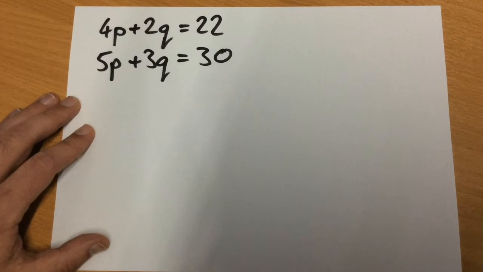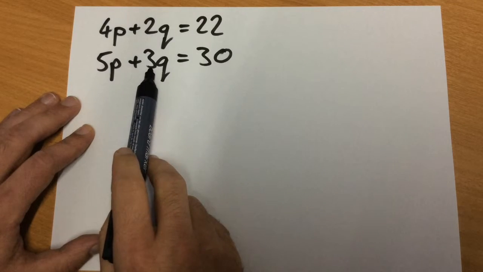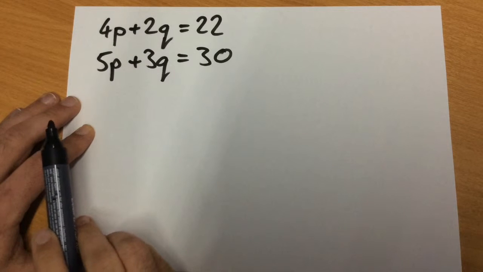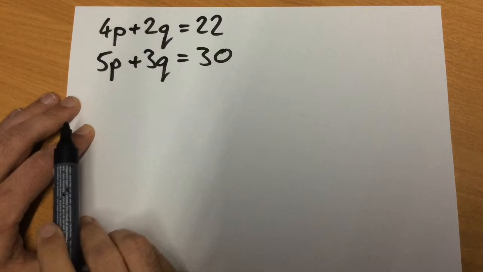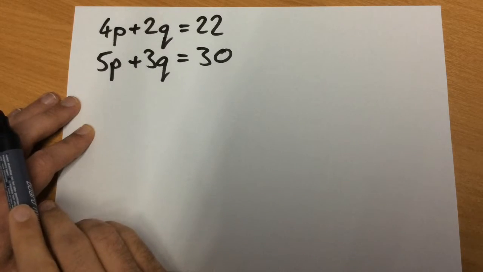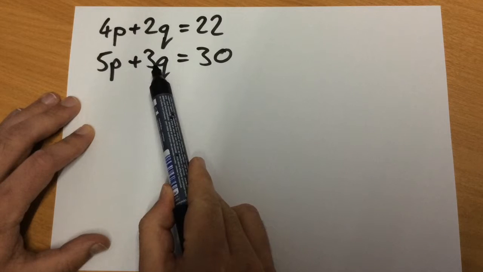For this pair of equations, I don't have the same number of p's, I don't have the same number of q's, and there isn't a convenient number that I can multiply one equation by to get the same number of q's or p's in either of them. So what I'm going to do is I'm going to multiply both of these equations by numbers. I'm going to work with the p's. You could just as easily work with the q's, it doesn't really matter.